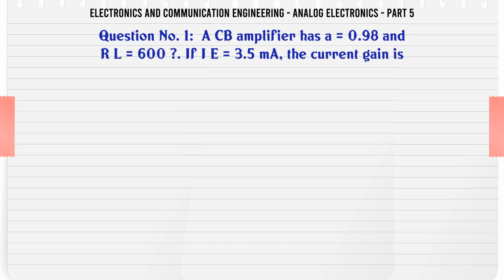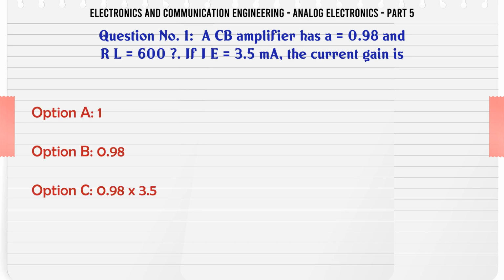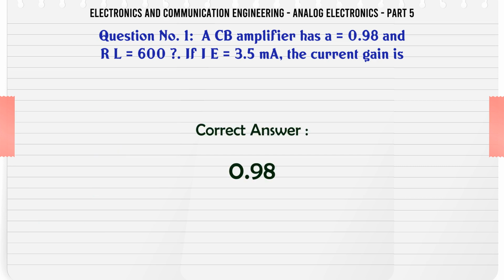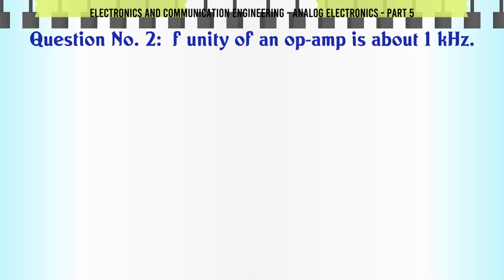A CB amplifier has α = 0.98 and RL = 600. If IE = 3.5 mA, the current gain is A) 1, B) 0.98, C) 0.98 × 3.5, D) none. The correct answer is 0.98. F unity of an op amp is about 1 kHz.